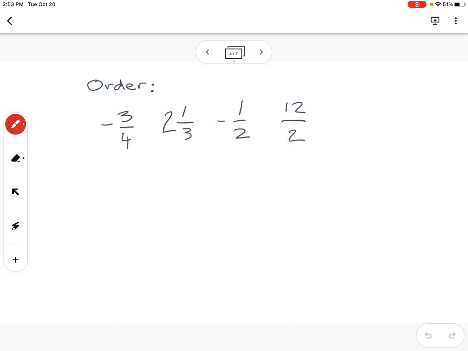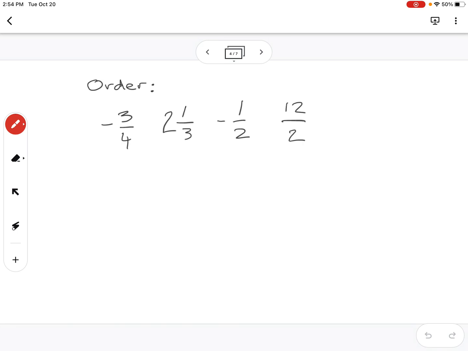Okay, these we have to order: negative 3/4, 2 1/3, negative 1/2, and 12 halves. We're going to order these from least to greatest. Pause the video now and see if you can do that on a piece of paper on your own. All right, let's see how you did. So we have these 4 values, and we have to order them from least to greatest.